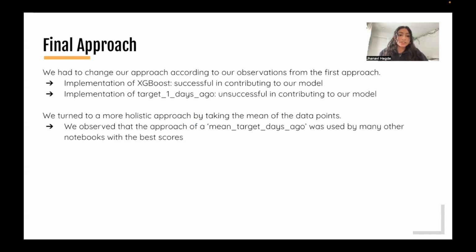And so we had to change our approach according to our observations from the first approach. We knew that the implementation of XGBoost was successful in contributing to our model. However, the implementation of the target 1 day ago wasn't exactly the best method. And so we turned to a more holistic approach by taking the mean of the data points. And we observed that the approach of a mean target days ago instead was used by many other notebooks with the best scores.